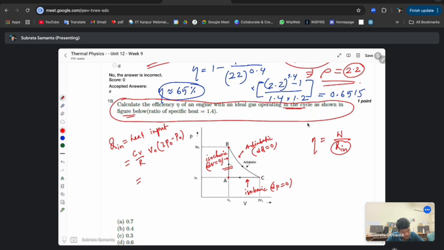So this is your heat input Q in, and there is no heat out in this, because there is no exchange of heat in the adiabatic process, right? So dQ is 0. So Q in is through the AB. Q in is basically Q_AB, and Q out is the rejected heat, so it's Q_CA.